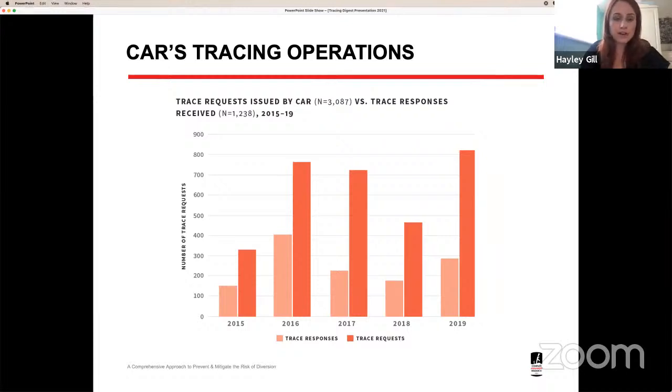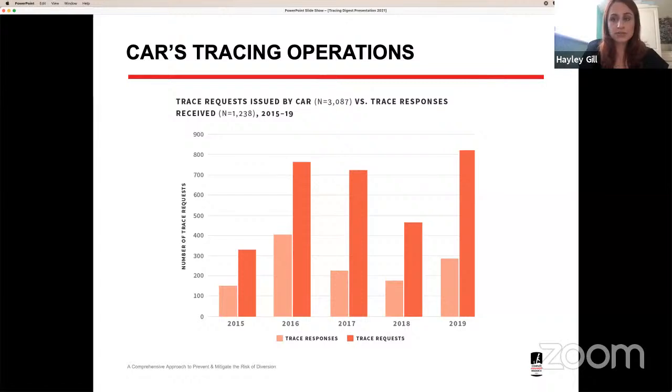So over the 5 years of tracing operations between 2014 and 2019, CAR issued over 3,000 trace requests to national governments, manufacturers, private companies, brokers and intermediaries, which elicited over 1,200 formal trace responses, which is a 40% response rate.